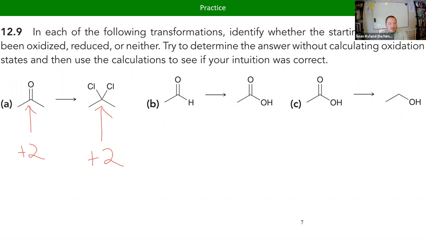The easiest way, if you don't need to actually put a number to the oxidation state before and after, is to ask: did I add more carbon bonds to something more electronegative? If you add carbon-oxygen bonds, it was oxidized. If you took away carbon-oxygen bonds, it was reduced. That gets a little hazy when you're replacing the carbon-oxygen bonds with something that's almost as electronegative, like part A.